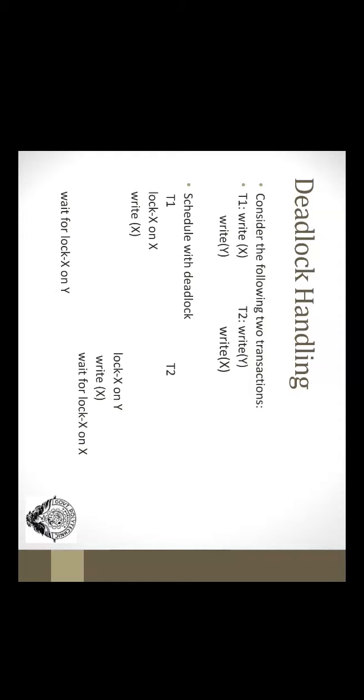on data item X. Now after that, in the transaction T1, the transaction T1 tries to obtain a lock on data item Y, but it is not possible for transaction T1 to obtain a lock on data item Y, because the data item Y is already locked by transaction T2. So the transaction T1 has to wait to get a lock on data item Y till the transaction T2 releases the lock on data item Y. This is how the deadlock is going to occur in the database system.